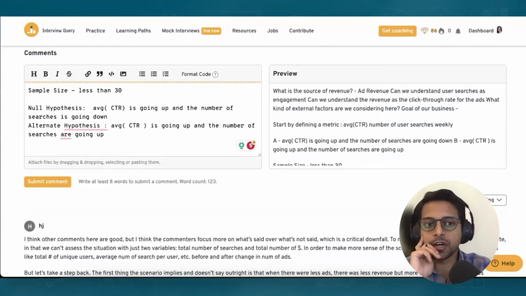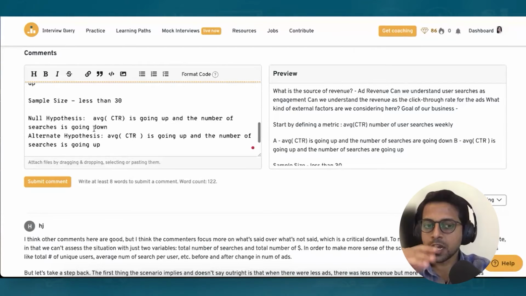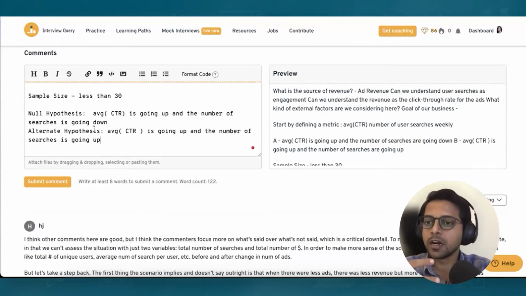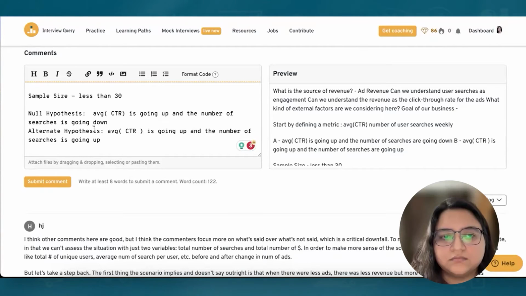One question here, just to think about the problem. What you're stating as hypothesis here is actually the outcome that we've already observed, right? So the revenue is going up, but the number of searches is going down. So in terms of stating your hypothesis, what do you think is driving this behavior?